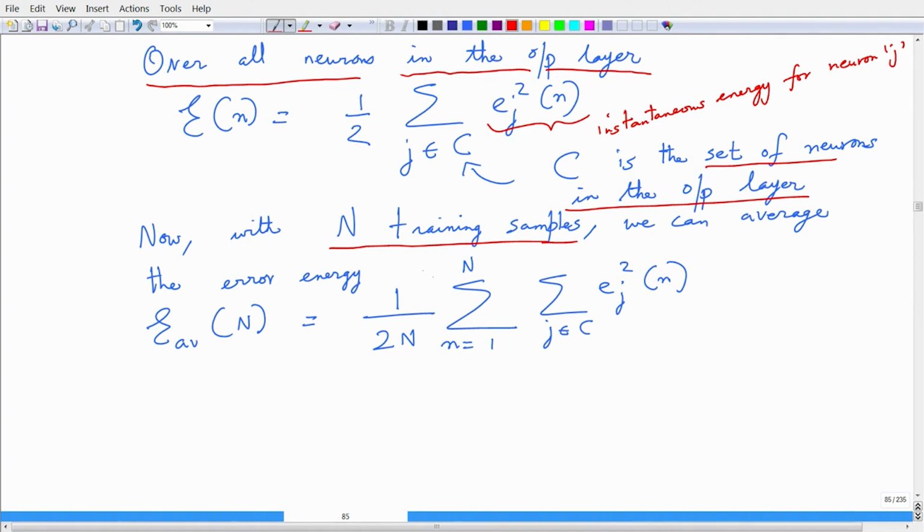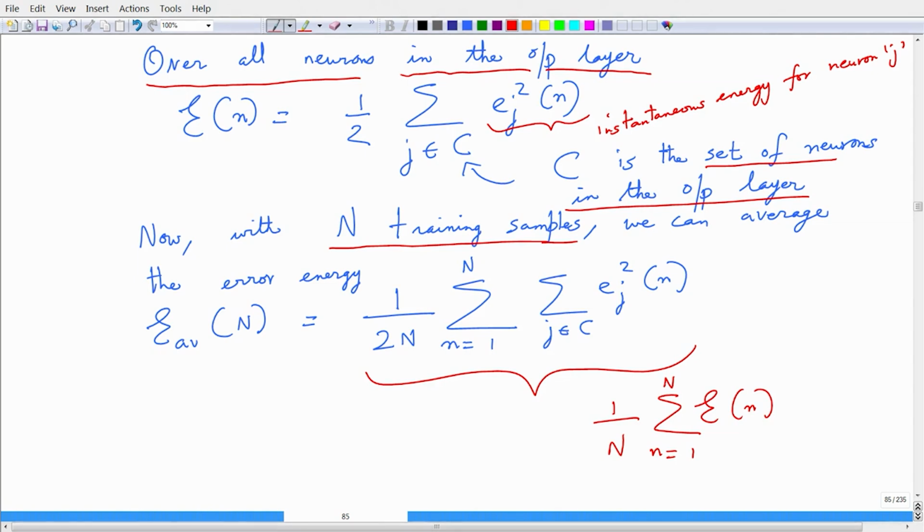So, therefore, averaging it, we get 1 upon N. This quantity is nothing but 1 upon N summation n equals 1 to capital N E of n. So, this is how the averaging is done over all the training samples.